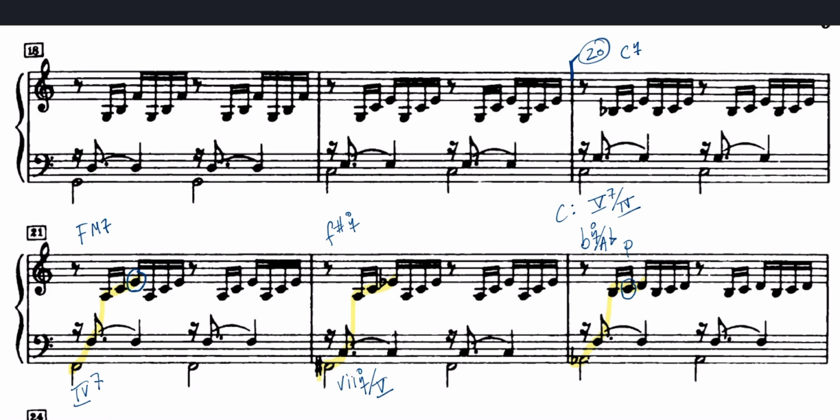Okay? Now, that is pretty easy to analyze in the context of C, because B, after all, is the root, is scale degree 7. So this is a 7 fully diminished 7th chord over its 7th, right? B, D, F, A flat. So this is a third inversion, 7, 4, 2, in our primary key, right? In the key of C.